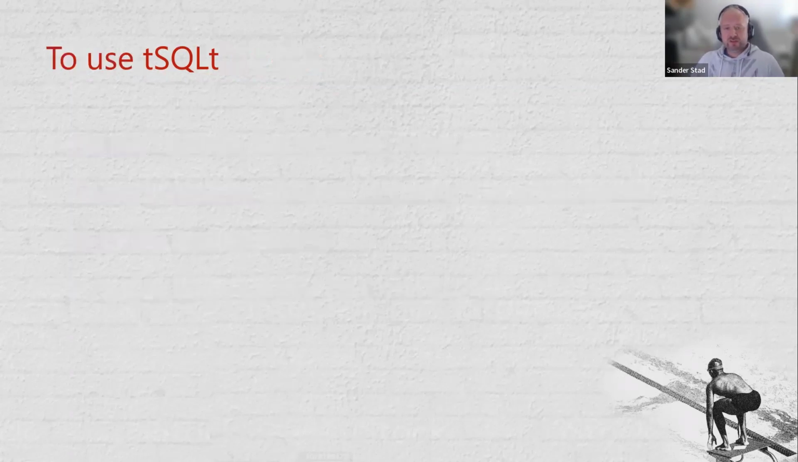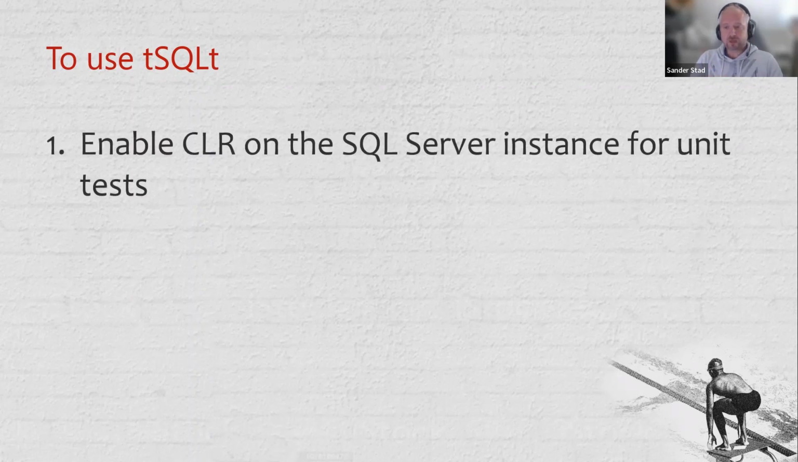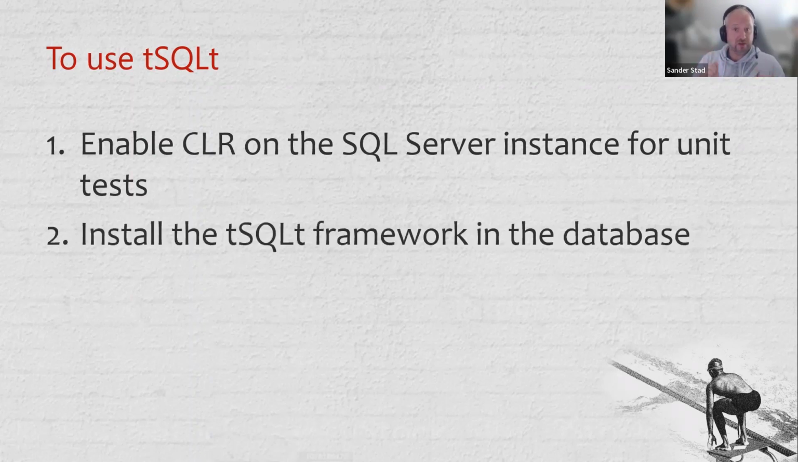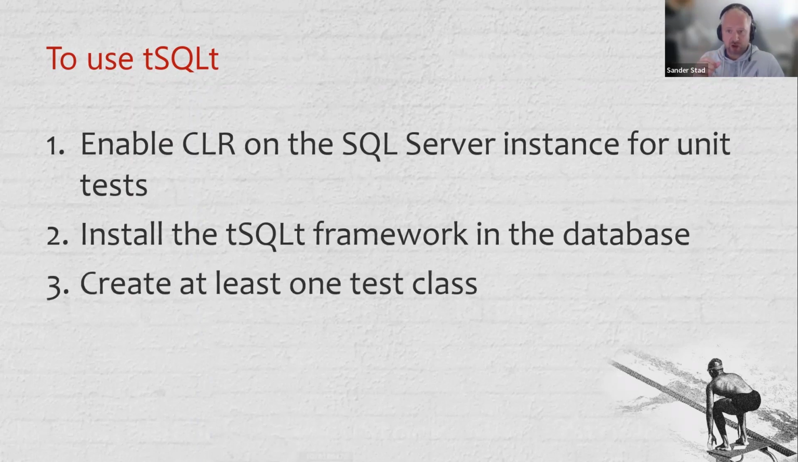So to use tSQLt, we need to do a couple things. There are some requirements to it, and this is why you don't want to do this on a production database. First of all, you have to enable CLR on the SQL Server instance for the unit tests to work. You have to install the tSQLt framework, which installs a whole bunch of tables, which you will see later on, and some DLLs as well.